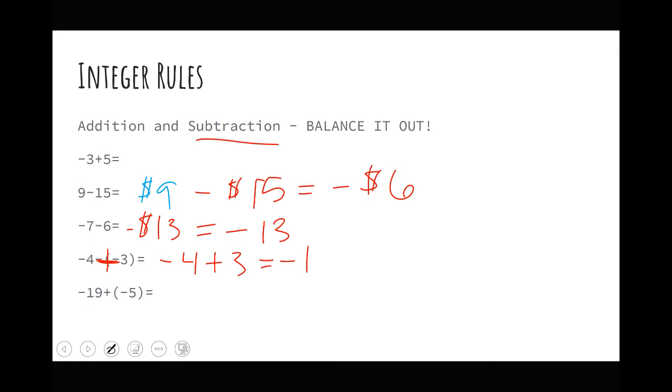Okay, and then this last one we're adding. But because they're both negative, we owe somebody $19, we owe somebody else $5, so all together we are in the hole $24.